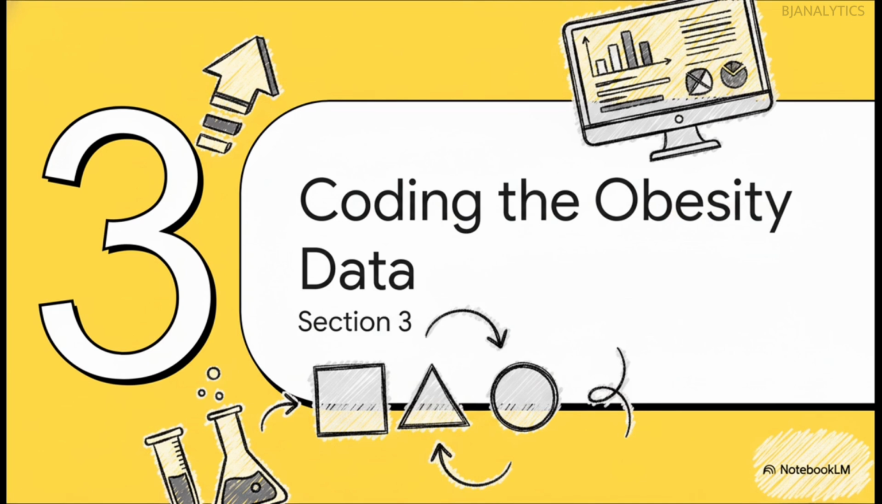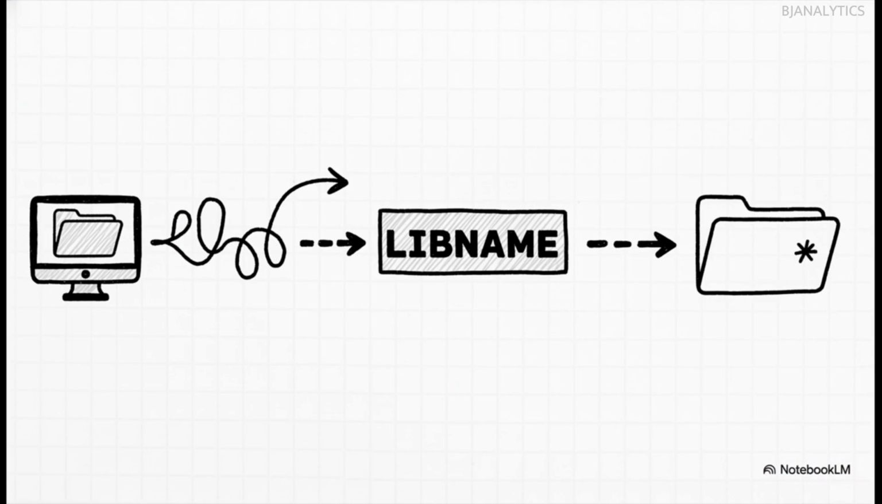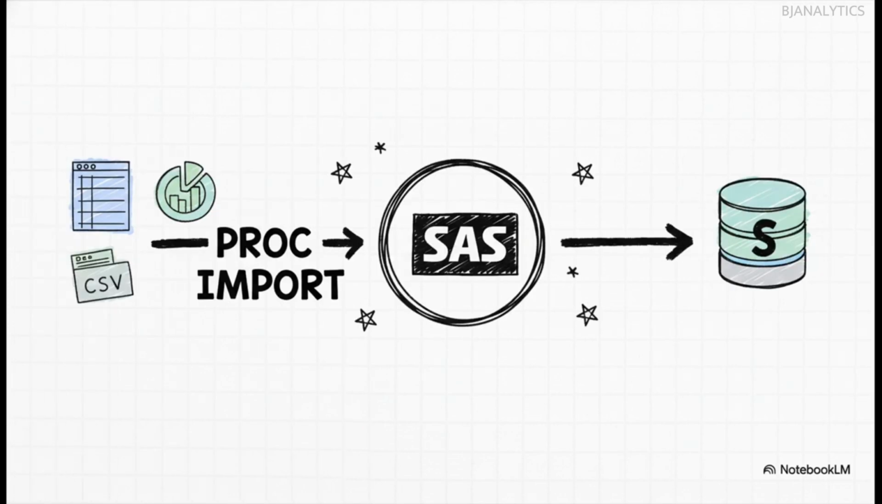Okay, we've got the context, we understand the tools, now it's time for the main event. In this section, we're actually going to write some code. We're going to walk through the fundamental steps of a real data analysis project. Let's do this. Every single project starts right here. The very first step is telling SAS where our files are. We do that with a libname statement. It's as simple as that. We're just giving a nickname, in this case mydata, to a folder on our computer so we can get to it easily later.